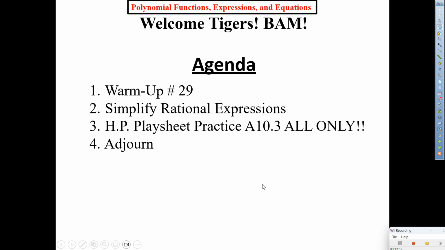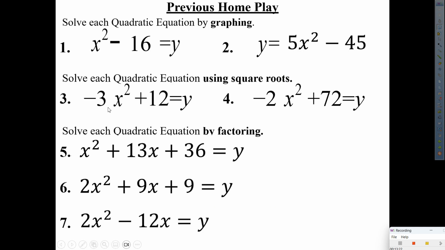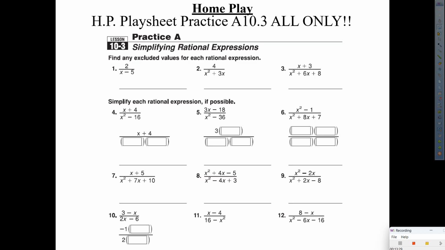All right. So copy the code as you're turning yourself in. LYCWG. That gives you access to the play sheet for tonight. Last night's home play were these 7. Tonight's home play. Woo. Let's go. Fractions with polynomials.